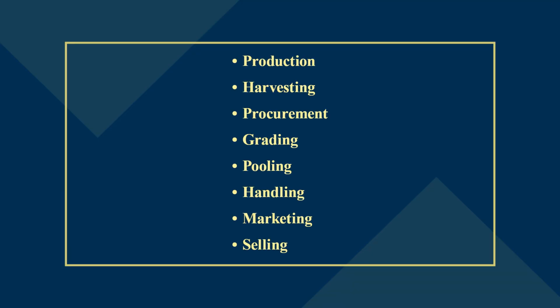As per the Act, the objectives of a producer company should relate to all or any of the following matters. A, production, harvesting, procurement, grading, pooling, handling, marketing and selling, export of primary production of the members or import of goods or services for their benefit, provided that the producer company may carry on any of the activities specified in this clause either by itself or through other institution.